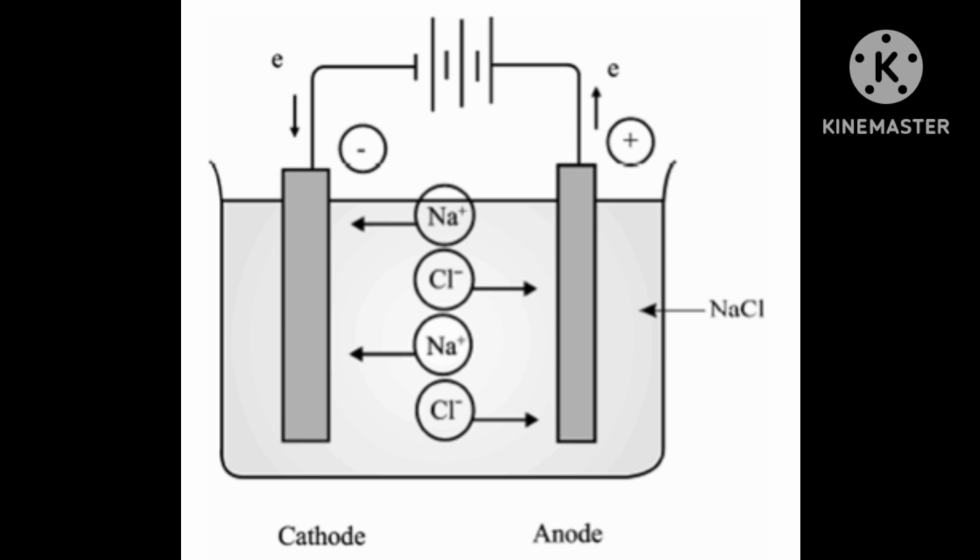Then the SI unit of conductance. The SI unit of conductance is the Siemens, the standard international system unit, represented by the symbol capital S. In the beginning I used the term S. This Siemens is equal to per ohm, ohm power minus 1, also known as mho, because ohm minus 1 is there. You can write mho also.